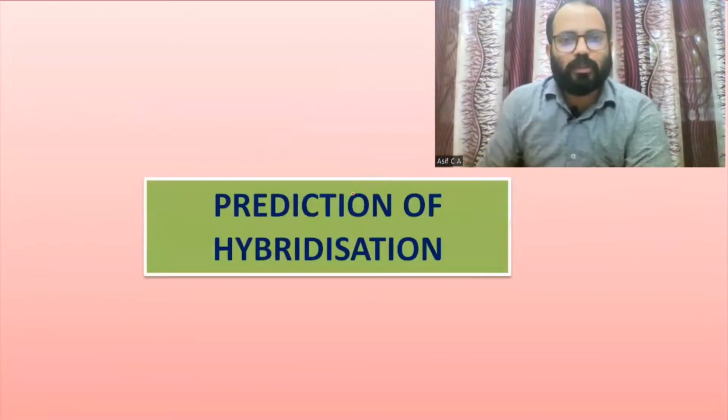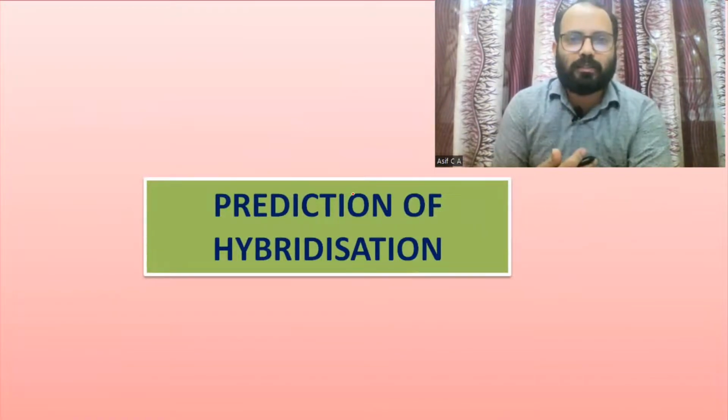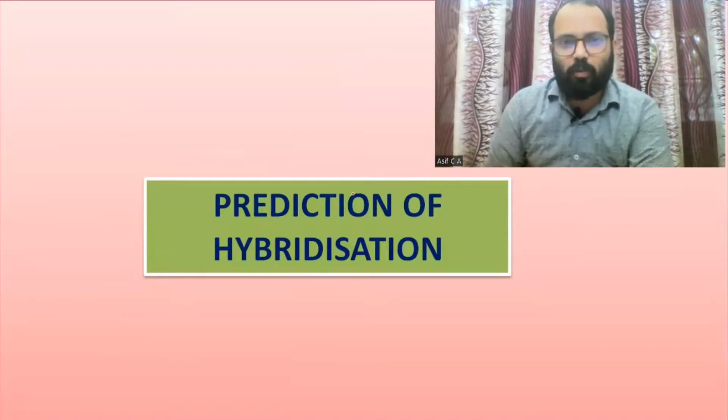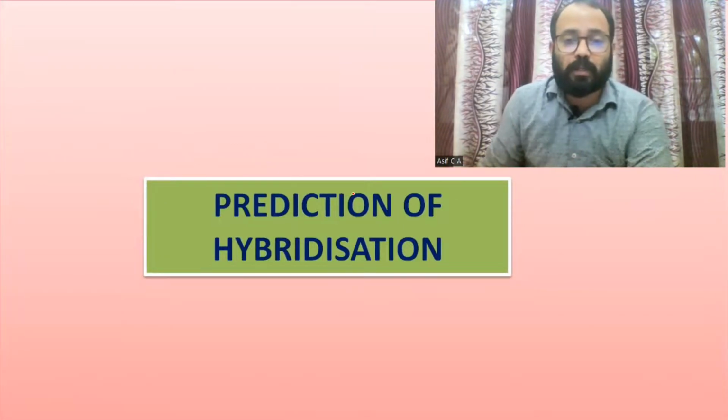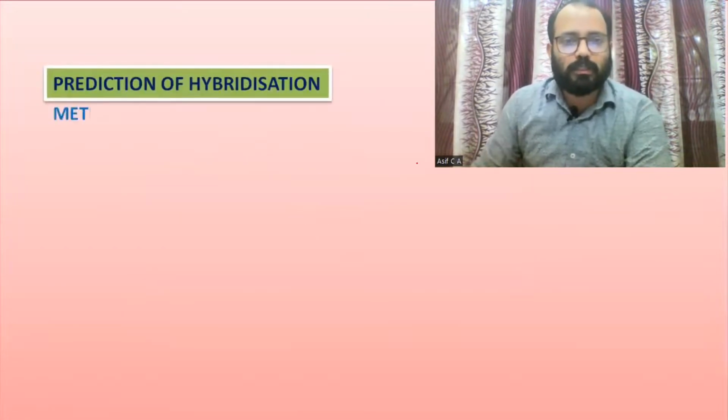Today, we are going to study how you can predict the hybridization of compounds. This is a very important part of chemical bonding. In the chapter, in the question, you can expect the prediction of hybridization. So there are two methods. First, we'll be discussing method one.